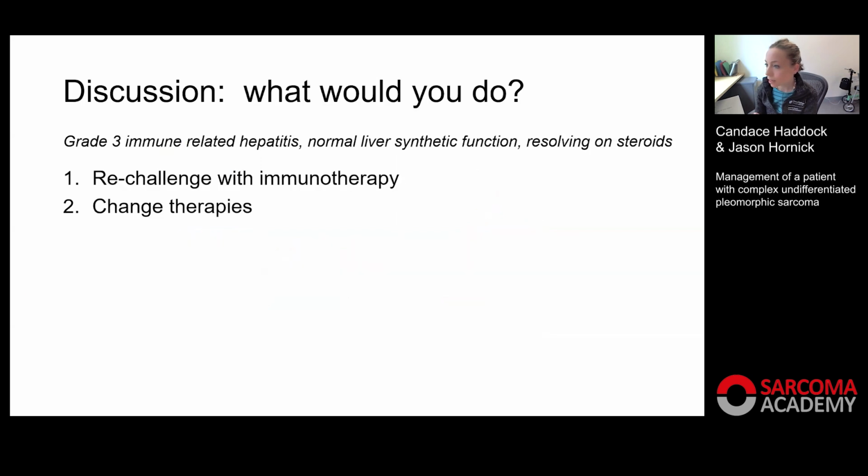So then the next question was whether or not to re-challenge with the pembro or move on to something else. Again, at this point, all of her disease is still well controlled. So you do hate to move on from a therapy that's helping. But I wonder if others have experience in this situation and what you would do.